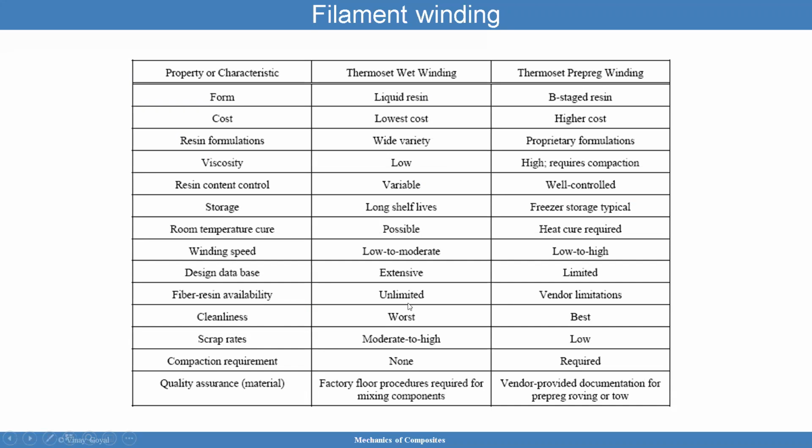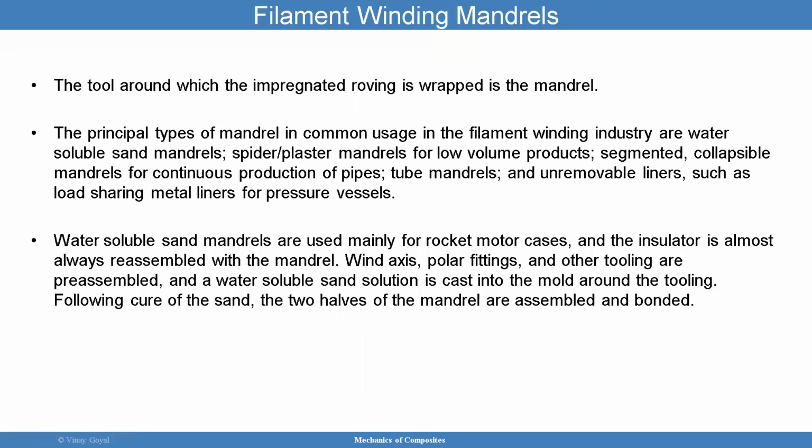Compaction requirements, you don't need any compaction with wet winding. You're achieving that with the tension on the fiber that has been wetted. And then here you do need some amount. And then quality assurance needs to be implemented. But yeah, those tend to be the things to consider. The tool around which the impregnated roving is wrapped is the mandrel.